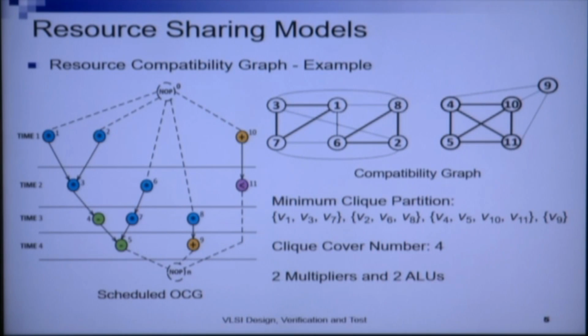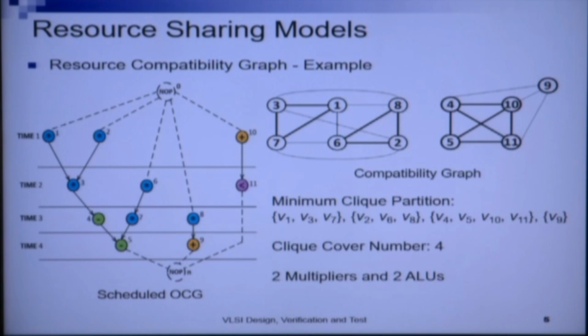One important thing to note here is that the compatibility graph will have as many disconnected components as there are resource types. So, here we have two resource types, multiplier and ALU. So, for ALU I have a single connected component and another connected component for the multiplier operator type. Now, what is the minimum number of cliques? What is the minimum clique partition in this graph?